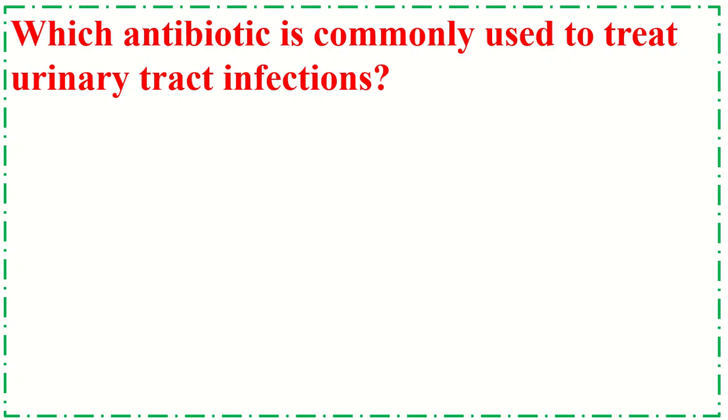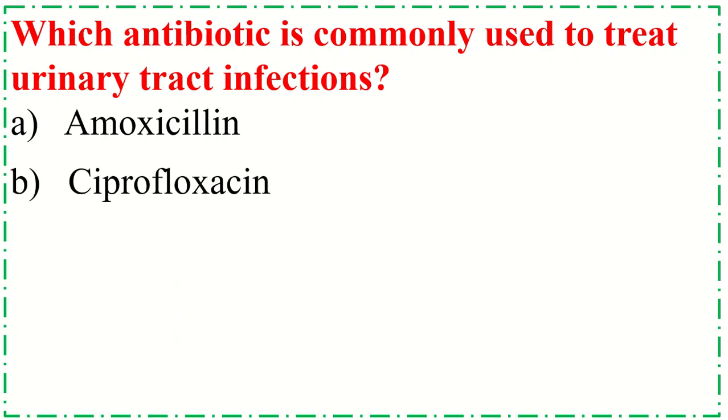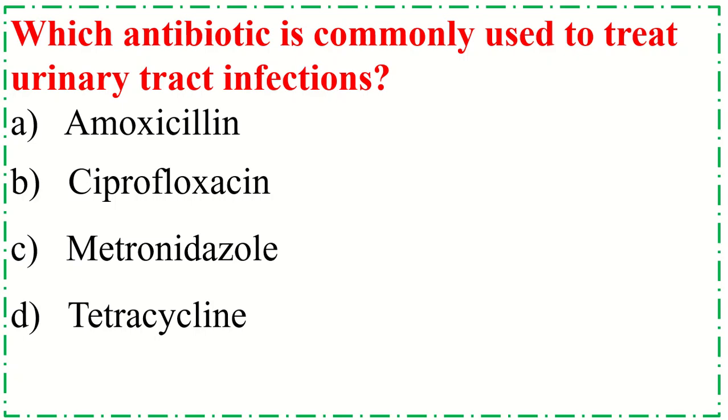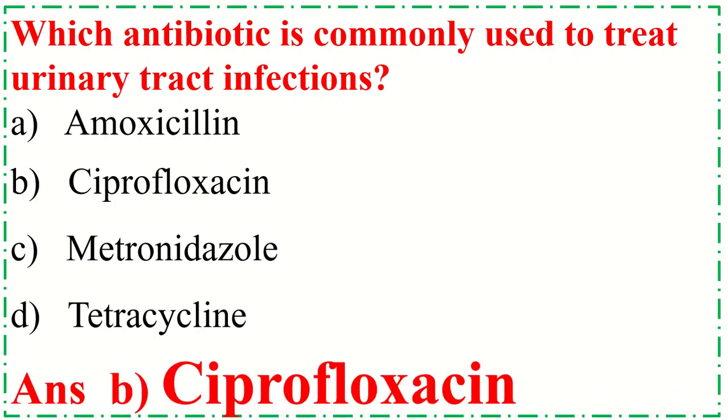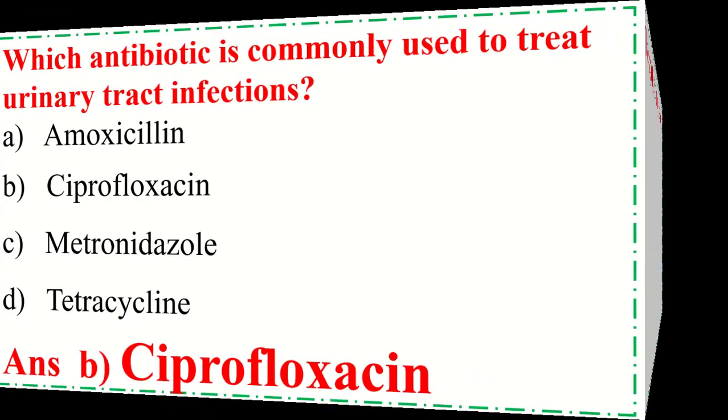Which antibiotic is most commonly used to treat urinary tract infections, UTI? Option A amoxicillin, B ciprofloxacin, C metronidazole, D tetracycline. Correct option is B ciprofloxacin.